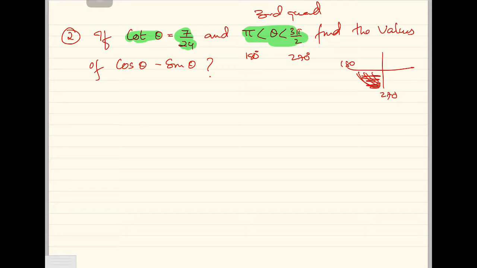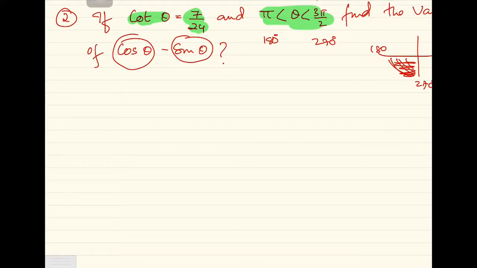Find the value of cos theta minus sin theta. So I'll have to find first cos theta, then sin theta, and then subtract them. You know, in the third quadrant, cos theta will be negative, sin theta will also be negative, because in the third only cot and tan are positive, isn't it, everyone? Okay, so let's start. How would I do this sum? From cot I have to get cos and sine, isn't it? So I will do something like this.